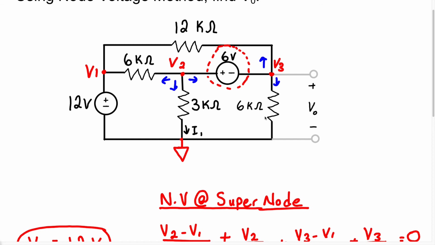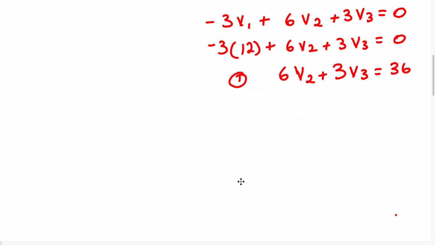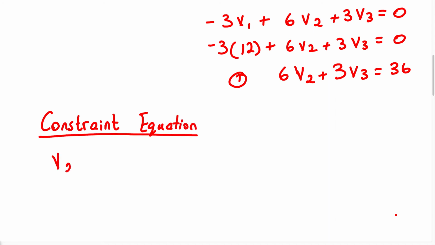Now that we have equation 1, we know we had to do the supernode method, which means we now have to write the constraint equation for the two essential nodes that had the voltage source between them. So that's going to be V2 and V3. Now when we look at this 6-volt voltage source, we can see that the positive terminal is connected to node 2. Therefore, node 2 has a higher potential than node 3. So when we write our constraint equation, we're going to write it as V2, the voltage at node 2, minus V3, the voltage at node 3, equals 6 volts. V2 minus V3 equals 6.